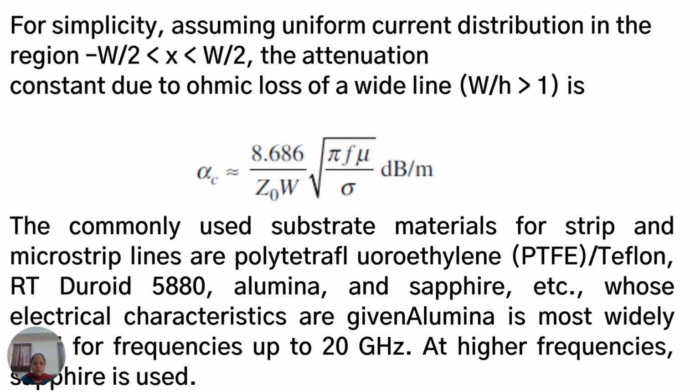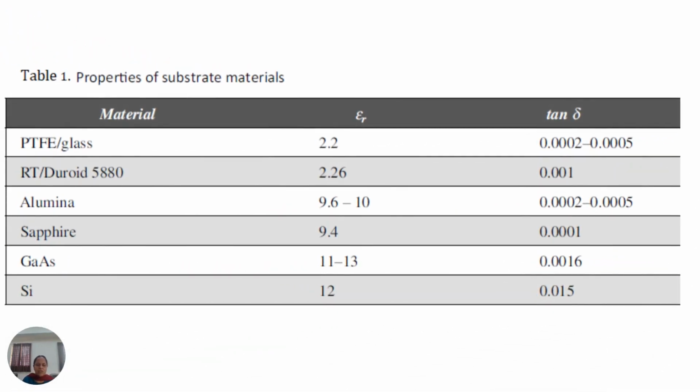The commonly used substrate materials for strip and microstrip lines are polytetrafluoroethylene, that is PTFE or Teflon, alumina and sapphire, whose electrical characteristics are given. Alumina is most widely used for frequencies up to 20 gigahertz. At higher frequencies, sapphire can be used. So this table will tell the epsilon r value and loss tangent value of different materials.